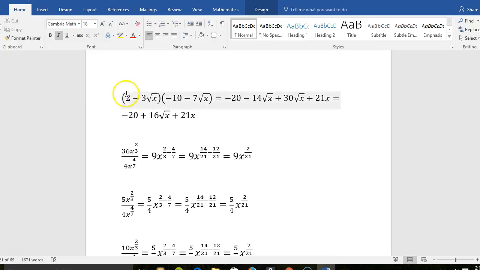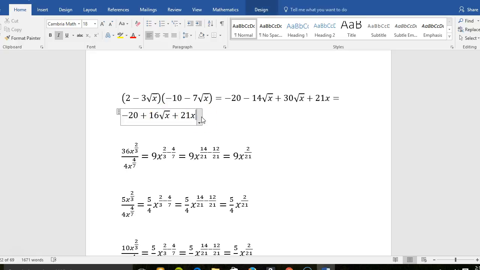And then here's just another example of FOIL. 2 times negative 10 is negative 20. That's first. And then outer, 2 times negative 7 radical x is negative 14 radical x. And then inner, I think on the last example I forgot to mention inner and last. I did them, but I didn't really mention when I was doing them. But here's inner. Negative 3 radical x times negative 10 is positive 30 radical x. So that's a plus sign there because you're multiplying this negative and this negative, okay? And last is this term times this term. Now negative 3 radical x times negative 7 radical x. That's positive 21x because these two radical x's combine to make ordinary x. And then combine the two in the middle and you'll get negative 20 plus 16 radical x plus 21x.